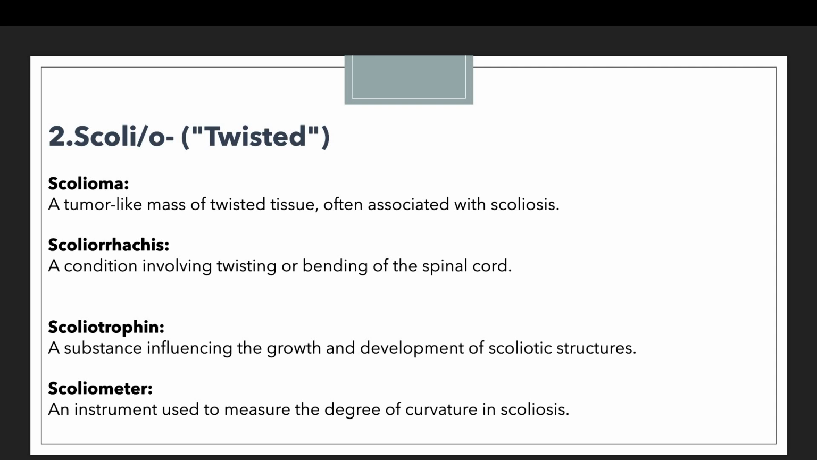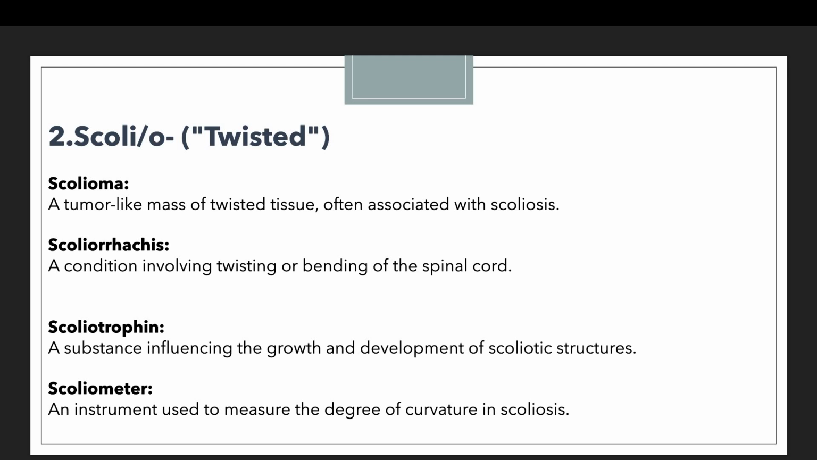The next example we have is scoliotrophin. Now, what is scoliotrophin? A substance influencing the growth and development of scoliotic structure. Such a substance is defined with the terminology scoliotrophin, where scolio is the prefix showing something as twisted, because again we are talking about the scoliotic structure. Scoliotic means something is twisted there, right? So that's why we are using the prefix scolio.